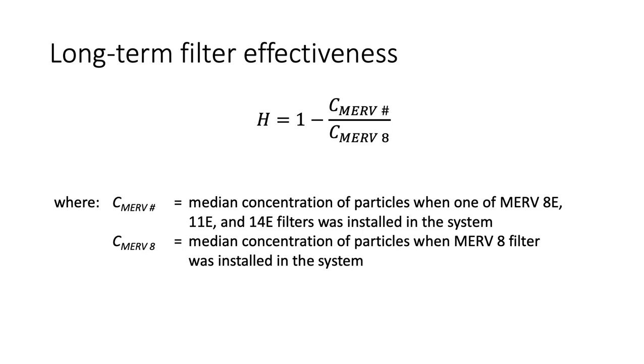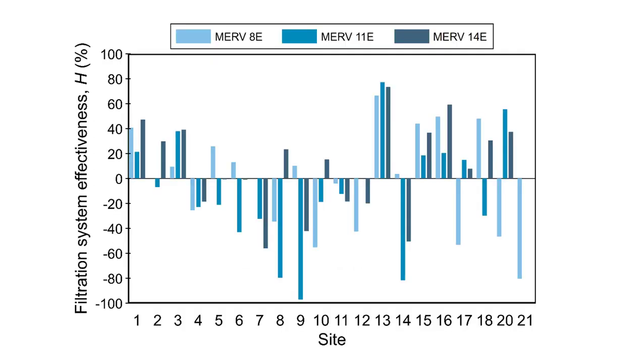And the effectiveness we're defining here is a relative effectiveness, where we define the effectiveness as the concentration with whatever filter we're talking about relative to the lowest performing or lowest efficiency filter in our study, in this case a MERV 8 filter. And so the idea here is we can get the particle concentration in these homes when there is a more efficient filter installed, and theoretically that should be lower, and therefore we should see an effectiveness that is relatively high. And the actual answer is a lot more complicated than that.